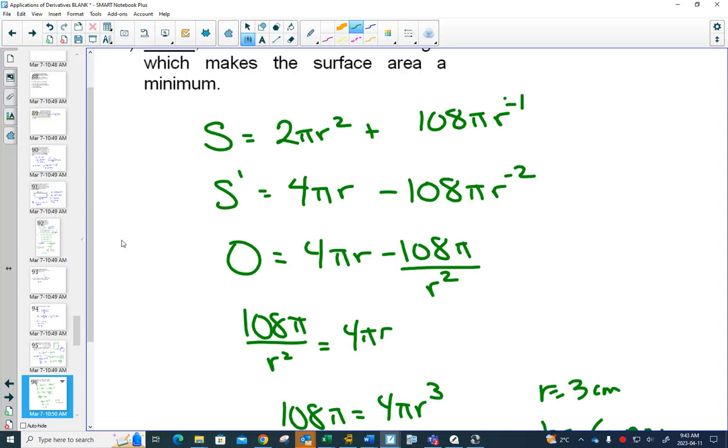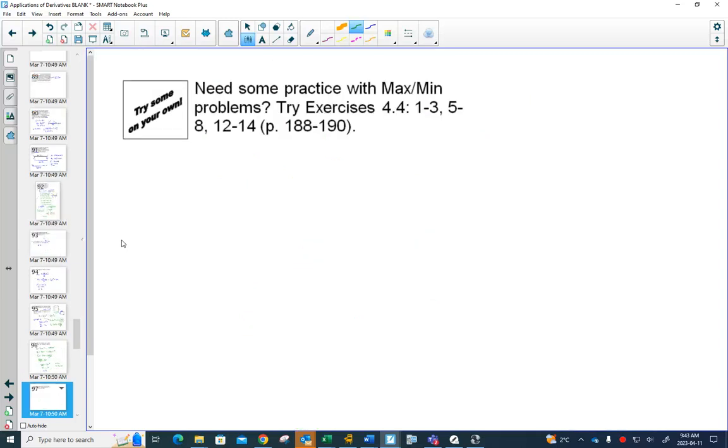And so that's why I like this question so much. All right, that is end of optimization.